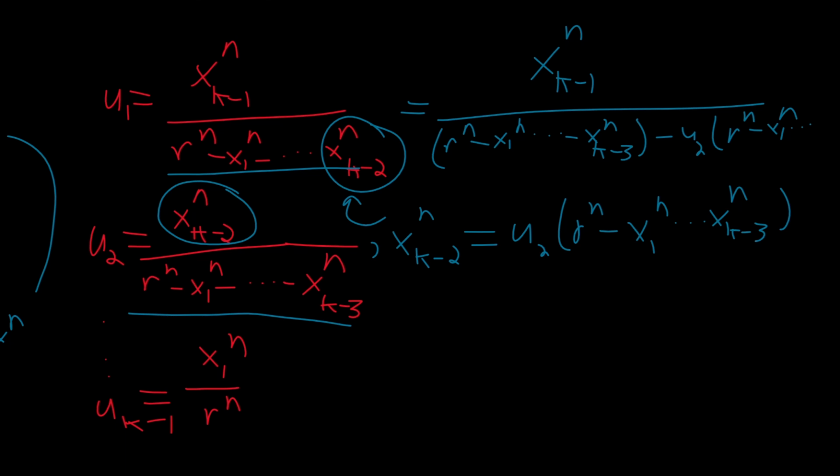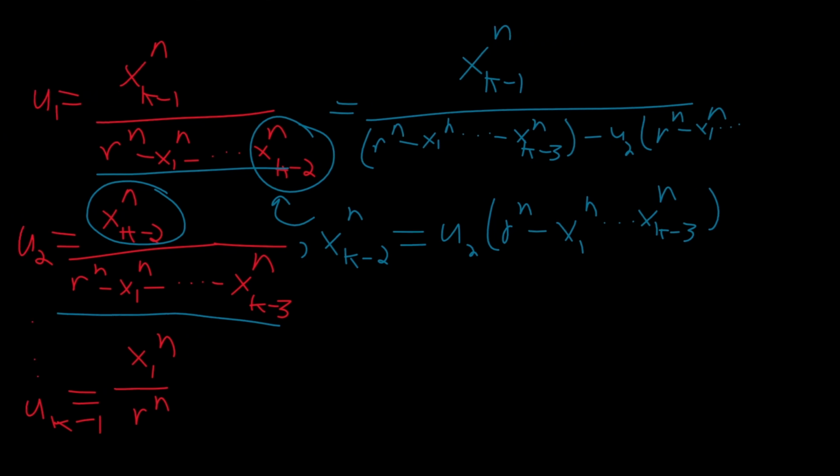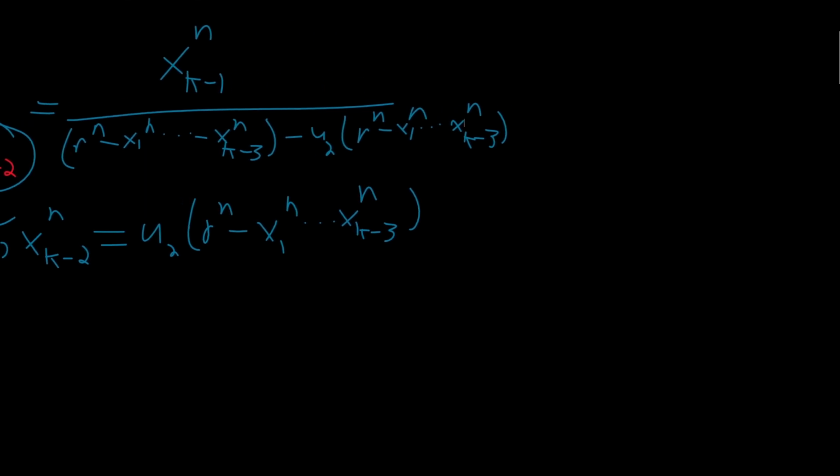This should really be, okay. Let me scoot this over real fast. And then we have x_{k-3}. You'll see here that we can actually just factor out that term right there because it is the same. So doing so, we find that this x_{k-1}^n, u1, is equal to the numerator divided by just 1 minus u2, and then r^n minus... I'm just going to write dot dot dot for the sake of brevity.